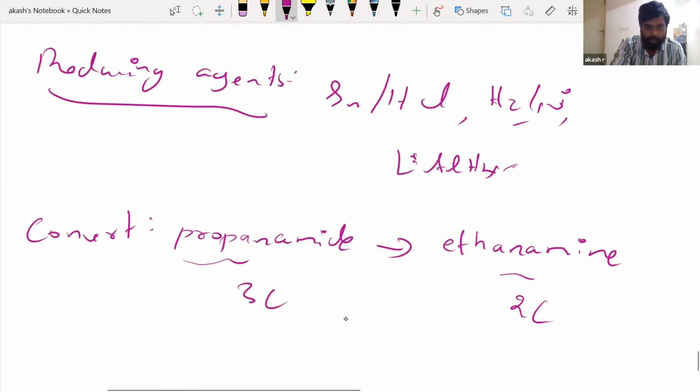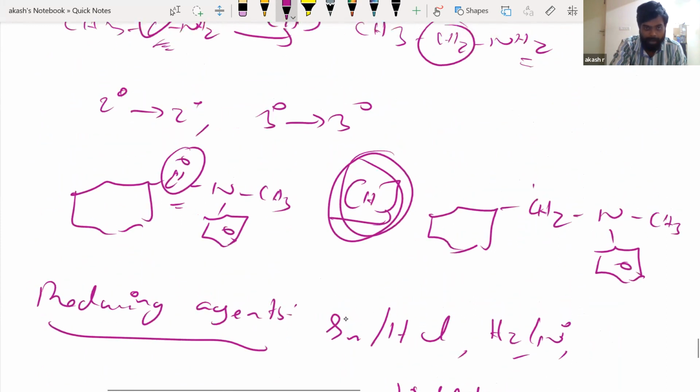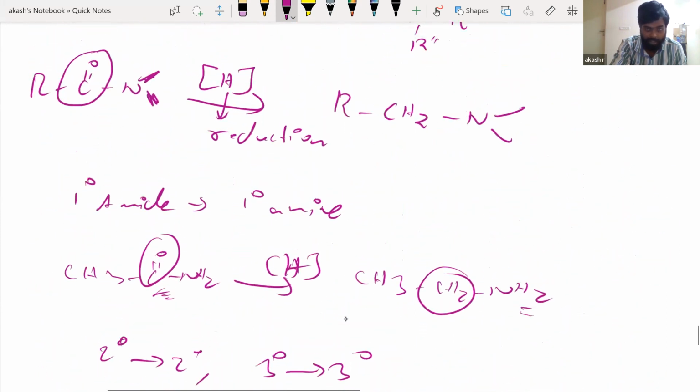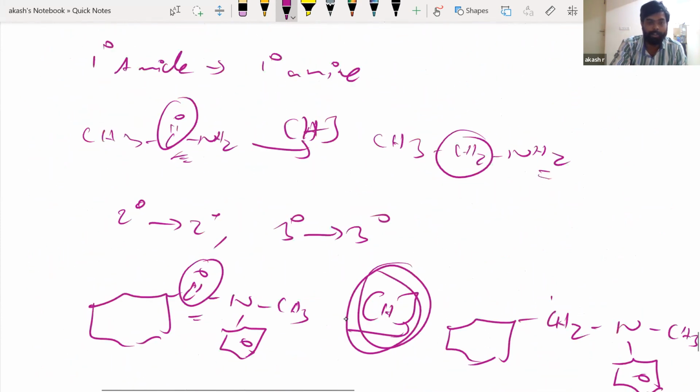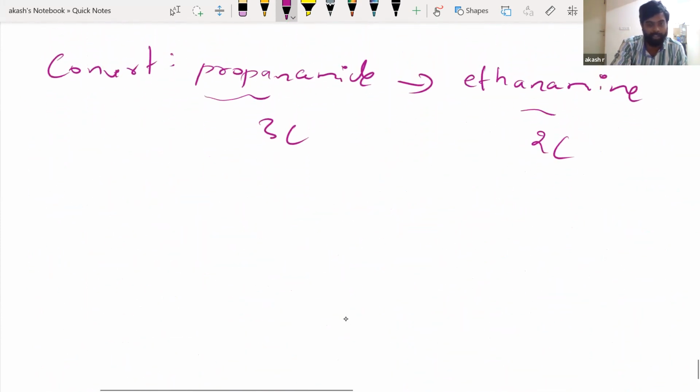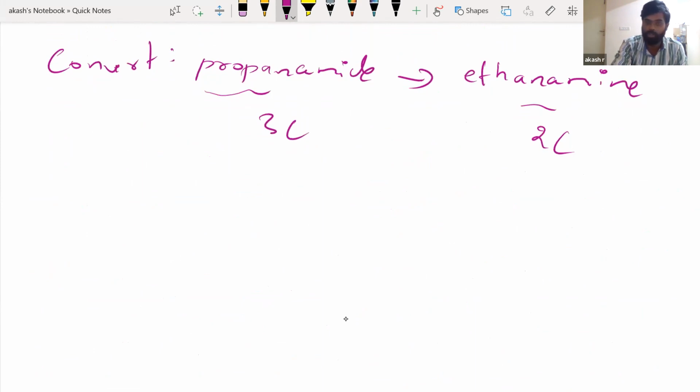Now if you go to this particular reaction where you have converted an amide into an amine by just reduction, the number of carbon atoms will not change. But if they ask you questions like this, that means there's definitely going to be some other reaction which you don't know. And in that reaction, if you convert an amide to an amine, there is going to be loss of one carbon atom.